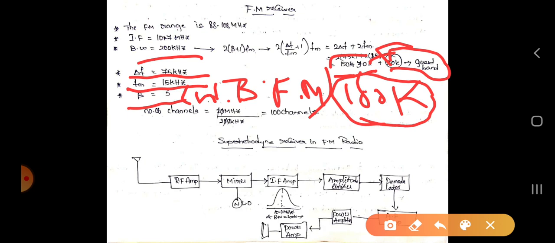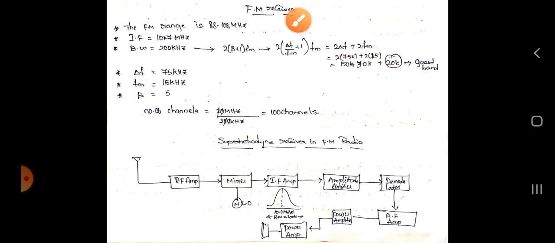Now we will explain the superheterodyne receiver in FM radio. The superheterodyne receiver of FM radio is similar to that of AM radio, except for one change: the amplitude limiter. We are just adding the amplitude limiter to the superheterodyne receiver of AM radio. So I will explain this block diagram.